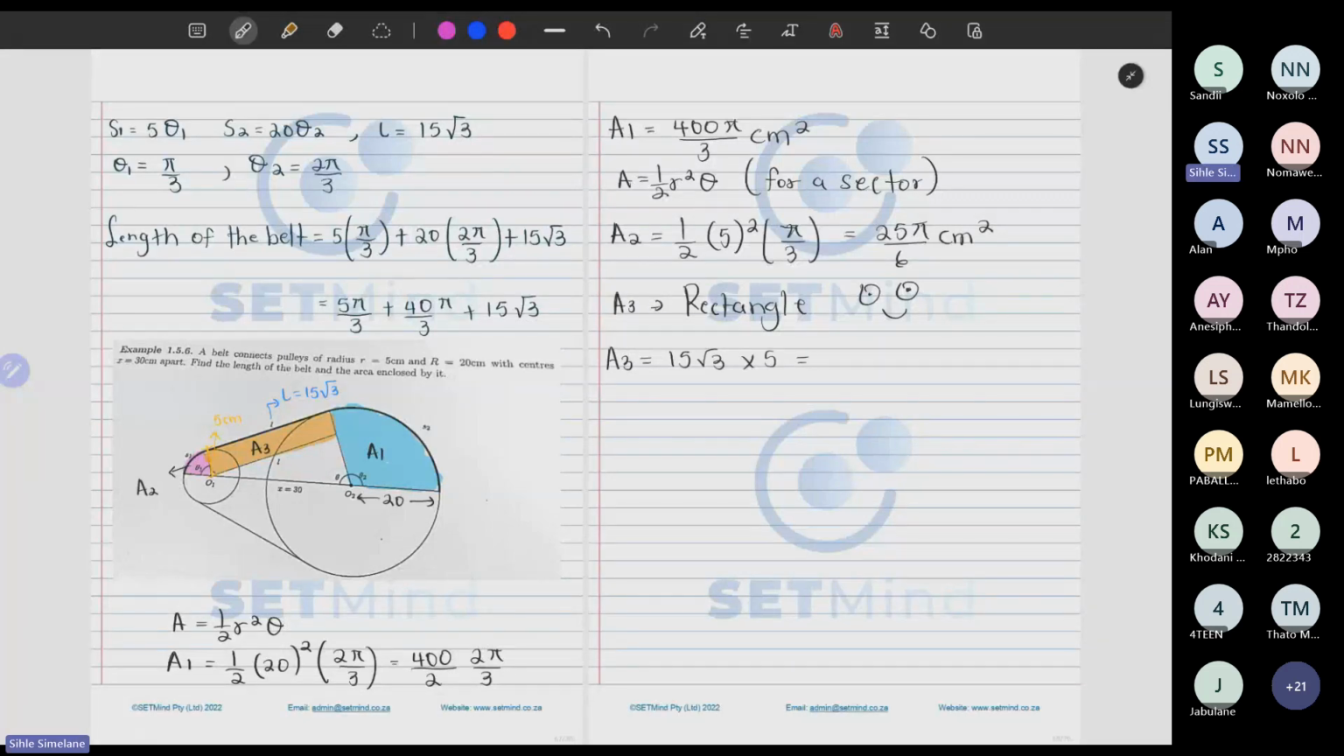I don't know what this will be. Please help me: 15 square root 3 times 5. So what is 15 times 5? 75, on point. So this is 75 square root 3 centimeters squared. Now we are left with the last part of the area, so that we add all these areas and find our answer. So we'll shade that in yellow. That's our area, which we will call A4.